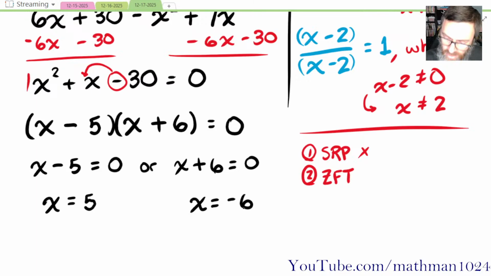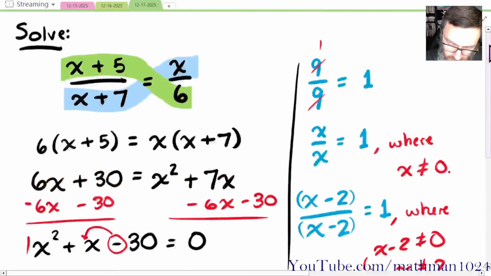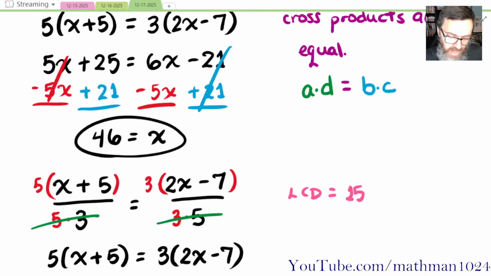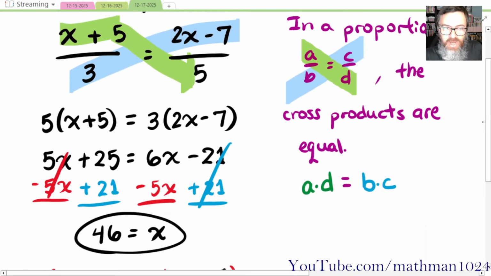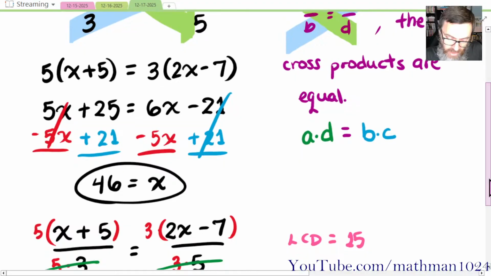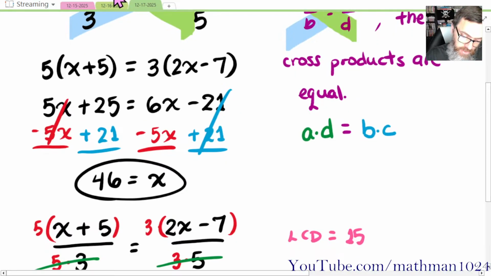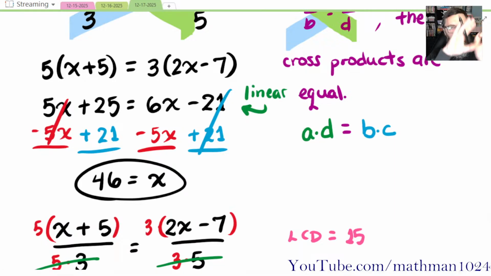Now, if this were like the previous example, when I did the cross products and multiplied everything out, you see that what we have here is a linear equation. So when it's a linear equation, this is where you separate your variables on one side and put your constants on the other side, because you'll be able to put all of those variable pieces together.